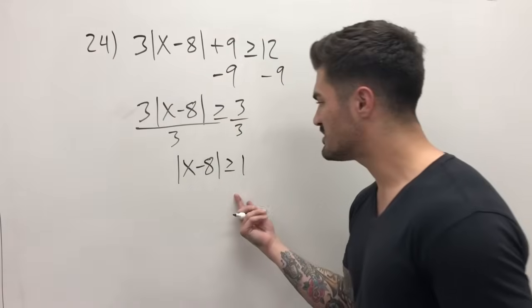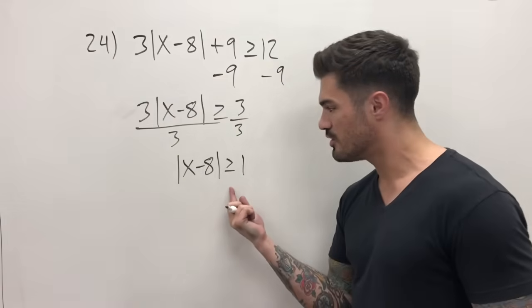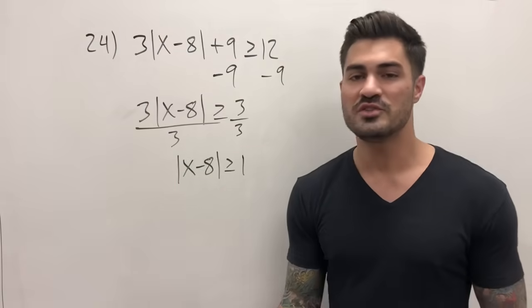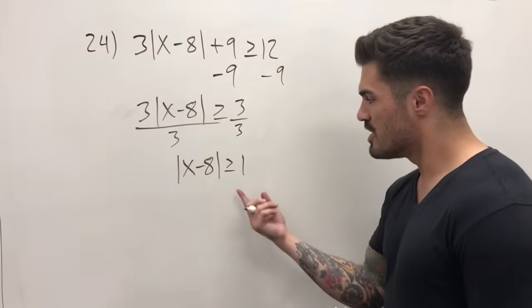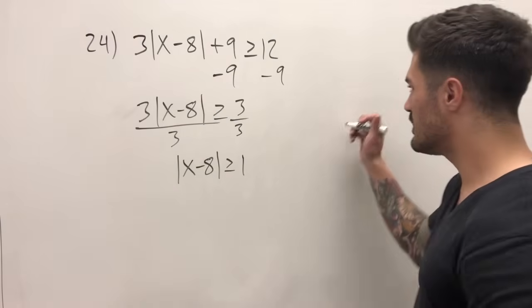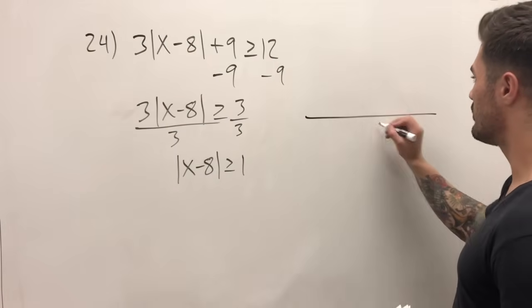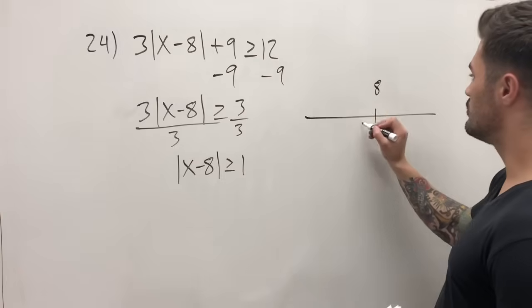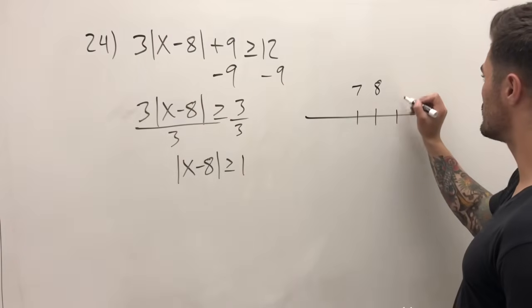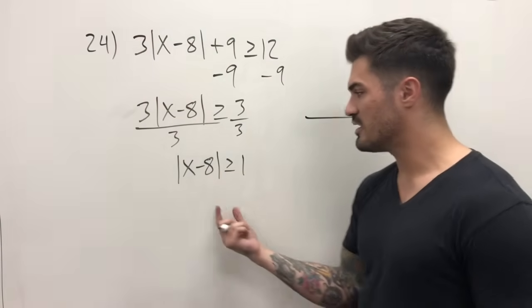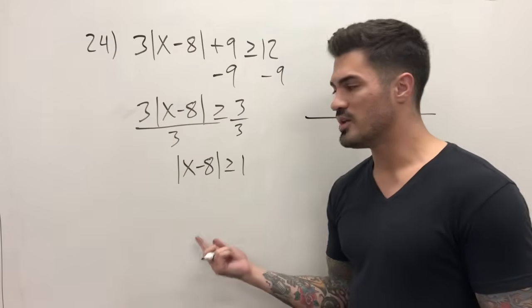So again, since I have a distance greater than or equal to, we know it's going to be a union of two intervals. That's going to be my solution. So one thing I can do is what I did earlier and write out the number line and write 8 and do my distance of 1. That works as well. But another way to do it is I can rewrite this as two inequalities.